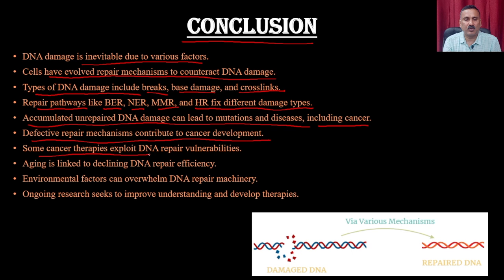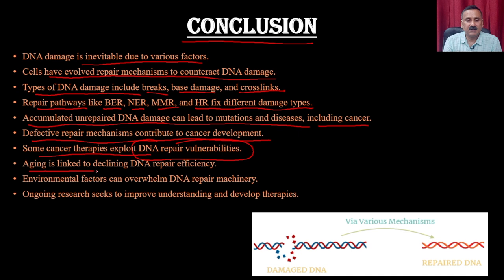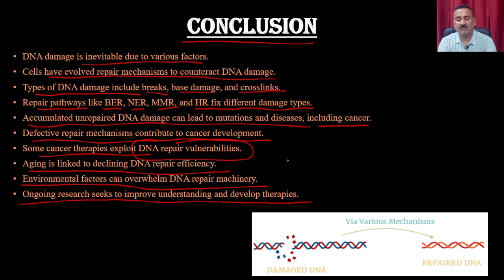Some cancer therapies exploit the DNA repair mechanisms, and that's how they can cause mutations in the cancer cells. And since you are going to have several mutations, the cancer cell will have no option but to die. Aging is linked to declining DNA repair efficiency. Environmental factors can overwhelm the DNA repair mechanisms, and ongoing research seeks to improve understanding and develop therapies. So there are many mechanisms. Once the DNA is damaged, there are many mechanisms through which the DNA is repaired in the eukaryotic cell or the prokaryotic cell.